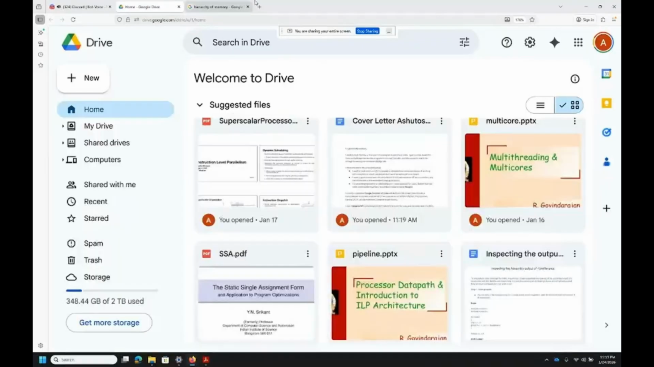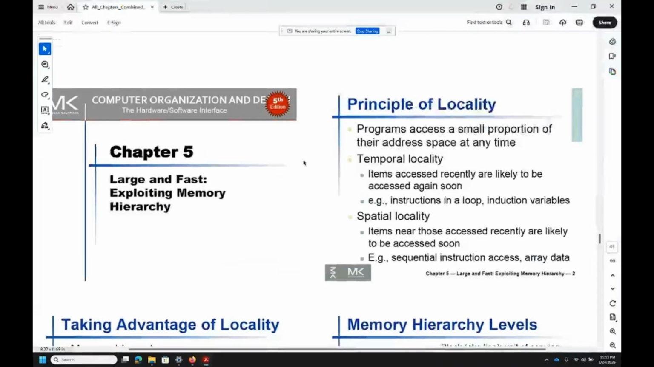Okay. So now jumping into the chapter. Cache memory basically is built around two concepts. All memory really is built around two concepts. One is the principle of locality, that programs access a small portion of their address space at any time, and temporal locality, that items accessed recently are likely to be accessed again. So if you have loop variables, if they are accessed recently, they are likely to be accessed again. So you should keep them in memory. And the other one is spatial locality, that items near those accessed recently are likely to be accessed soon.